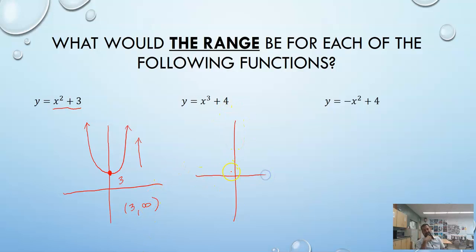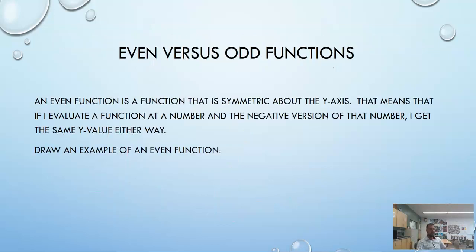Some functions, like this x to the third plus 4, is just that x to the third graph that's been shifted up 4 units. That graph doesn't have a lowest point or a highest point. It doesn't have a smallest value or a largest value. So anytime we don't have a smallest value, we say that the range starts at negative infinity. And anytime we don't have a specific largest value, we just call that positive infinity. And that would be the range of that particular function.